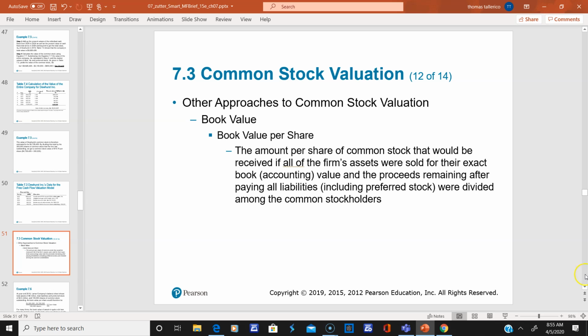All right, so another approach we can use is the book value per share, and instead of using earnings, we can use the book value per share to get the common stock valuation. And basically, what is that? What's the book value per share? Again, that's the amount per share of common stock that would be received if all of the firm's assets were sold for their exact book accounting value, and the proceeds remaining after paying liabilities were divided among the common stockholders.